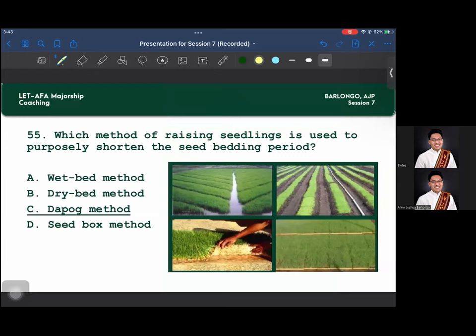So if you can see in the illustrations dito sa right side, so wet bed method, kita mo na may tubig. Dry bed, ayan, dry naman yung bed. Yung dappled method, ayan, ito yung ginagawa niya. So this one, para ma-shorten ang seed bedding period. Pinapatubo na agad sa ganyan. Then, of course, yung seed box method. Almost same with I think, parang combined siya ng dry.